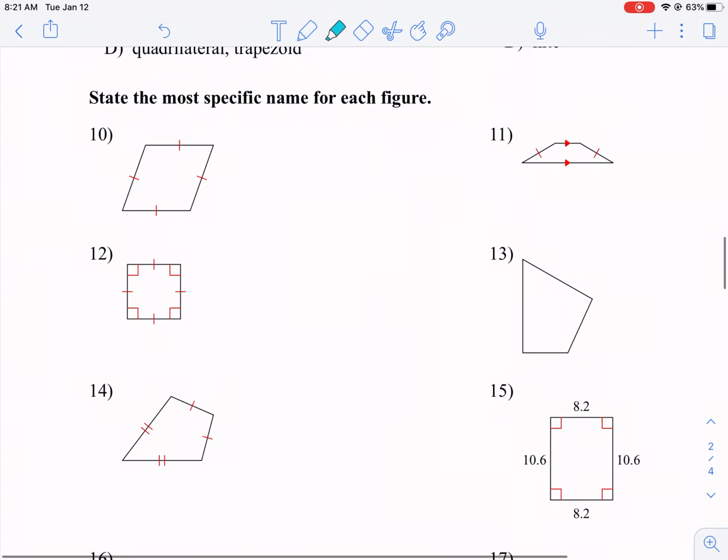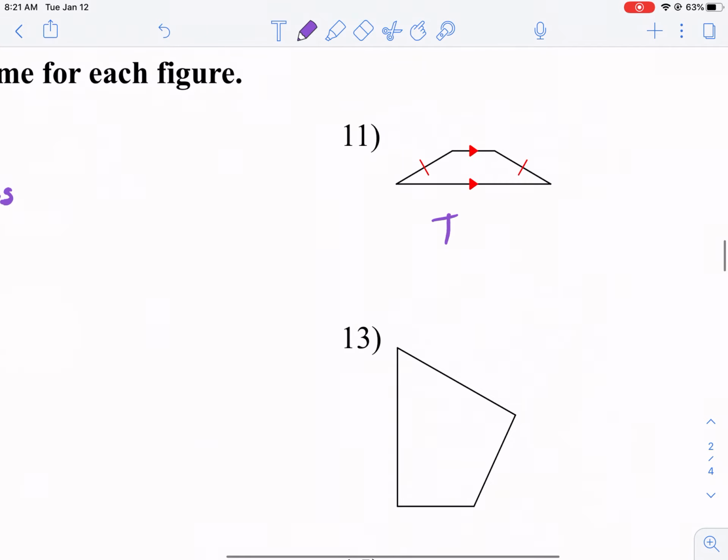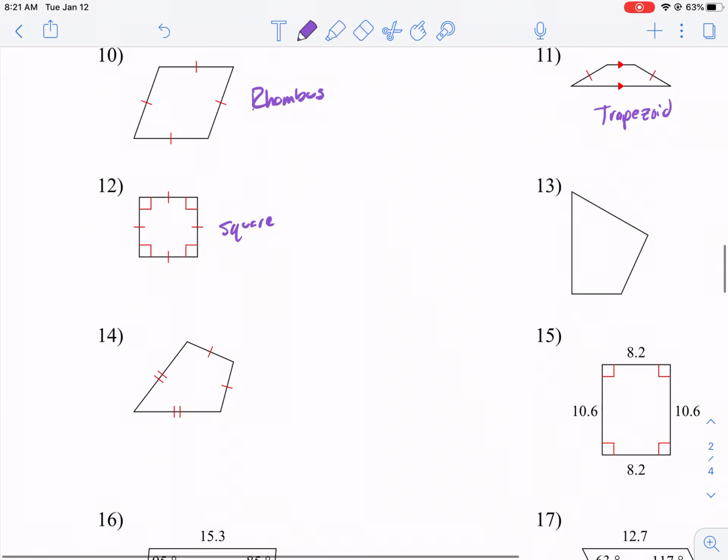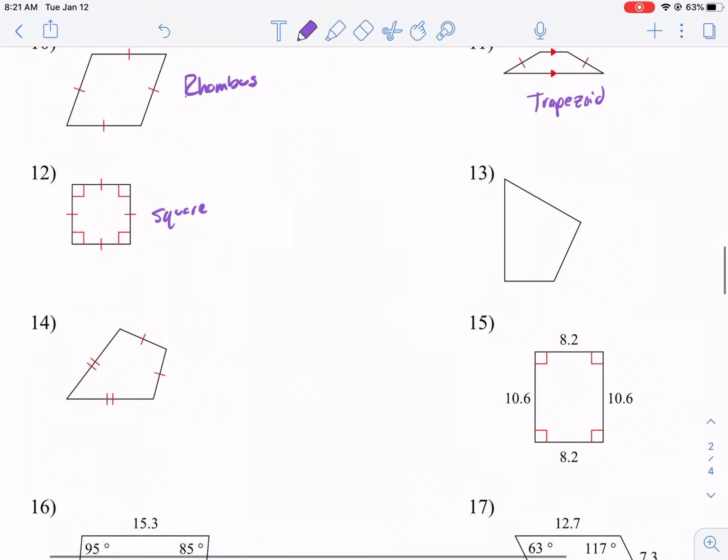State the most specific name. This is a new section, okay? So most specific name, this is going to be a rhombus. Why? Because it has all sides congruent. This one right here is a trapezoid. It has one pair of opposite sides that are parallel. Okay, this is a square. That's the most specific. Technically, it's a rhombus too and a parallelogram, but that's the most specific.